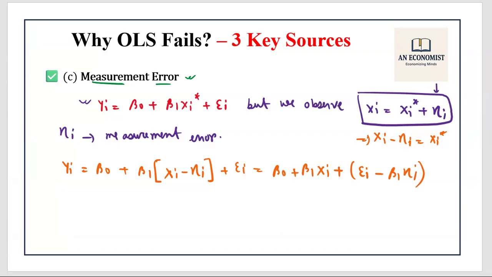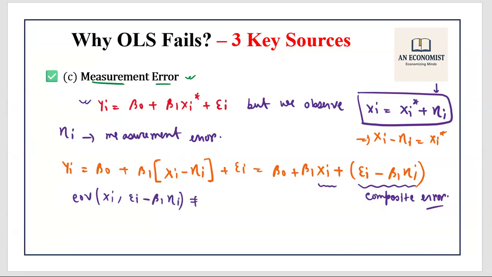Now again, the explanation goes in the same way. This is the composite error term. This we have seen before. This is the composite error term that we will get here. Now, what is the relationship of this composite error term with xi? This will simply be not equal to 0. The covariance of xi with this composite error term will be strictly not equal to 0.